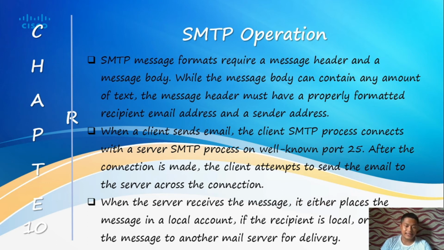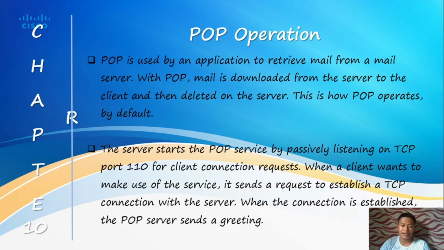When a client sends email, the client SMTP process connects with a server SMTP process on well-known port 25. After the connection is made, the client attempts to send the email to the server across the connection. When the server receives the message, it either places the message in a local account, if the recipient is local, or forwards the message to another mail server for delivery.